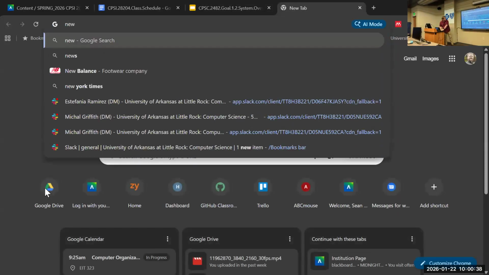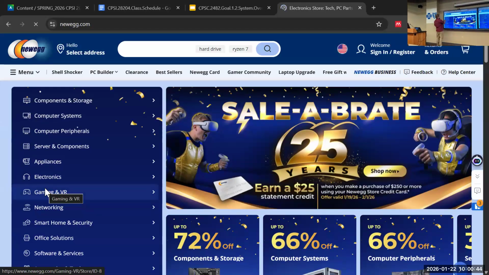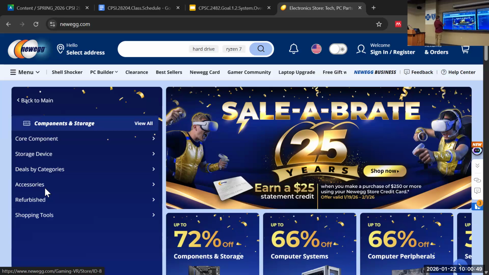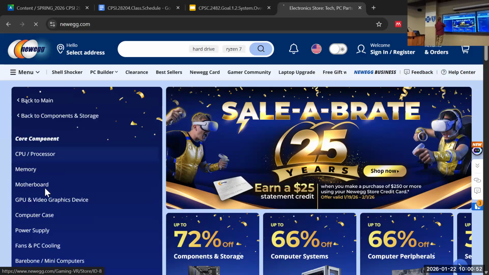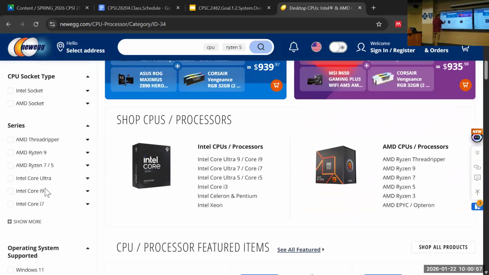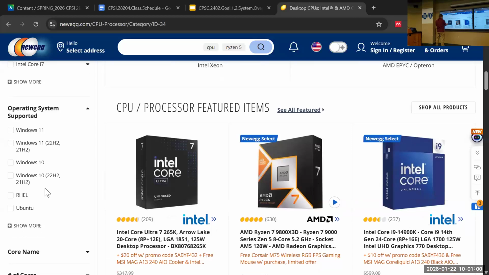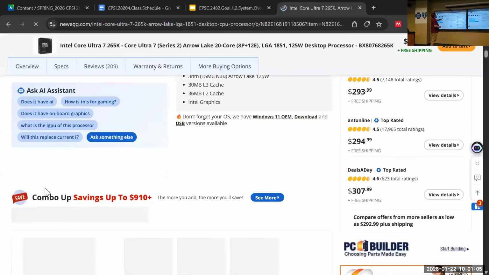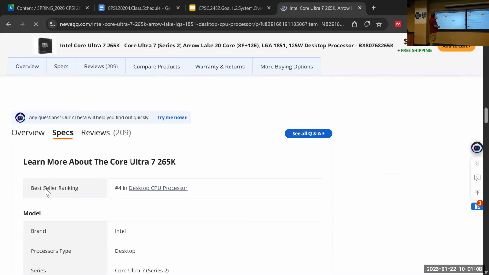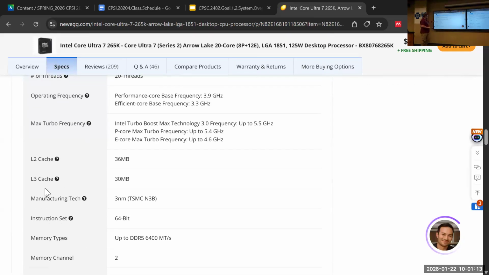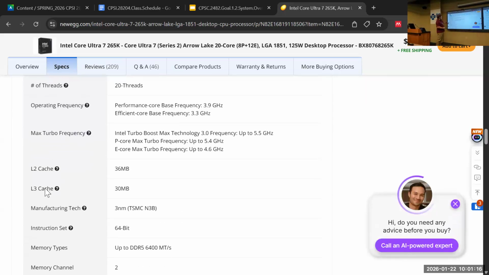If you look at Newegg, I like going there just because they display this information nicely for us. If we look at CPUs, let's grab some here. Let's look at this Intel one first, and we look at the specs, way down here. All right, so right here, it doesn't have an L1 cache. It has an L2 and an L3 cache.